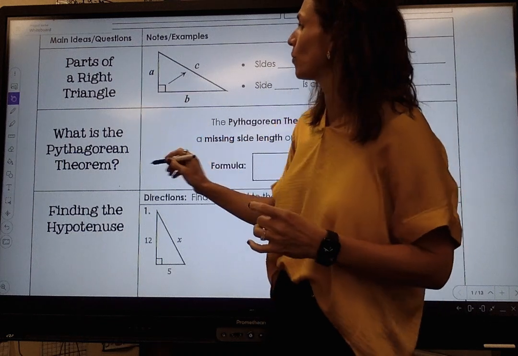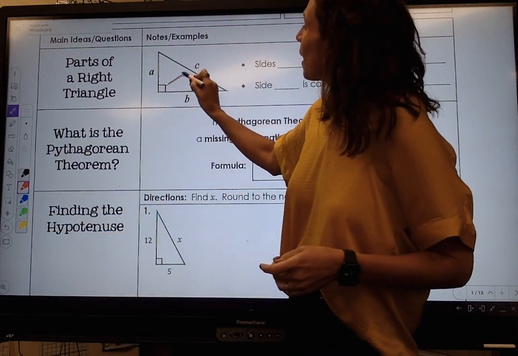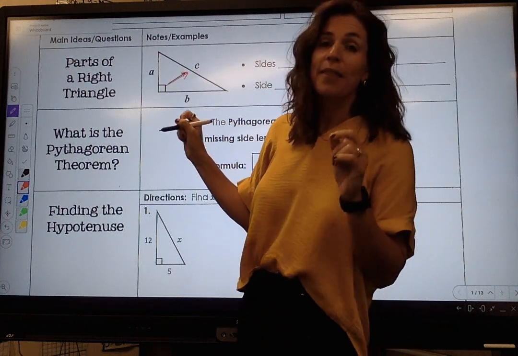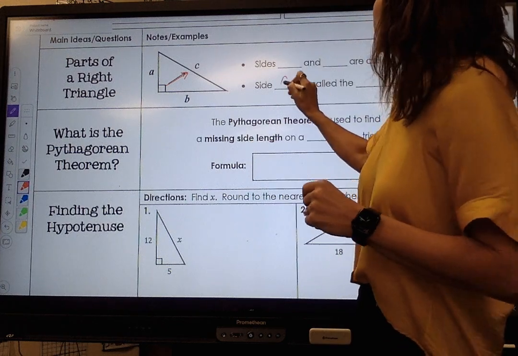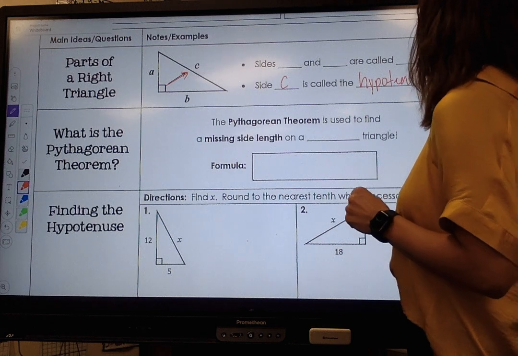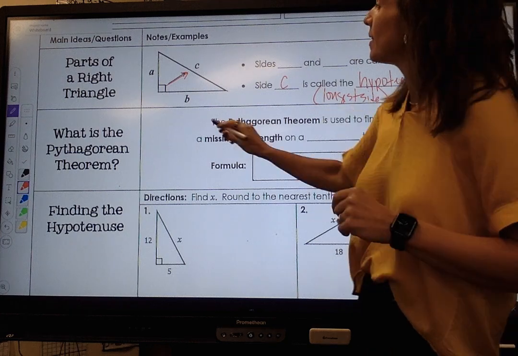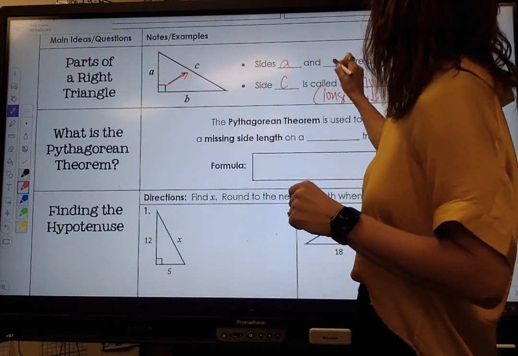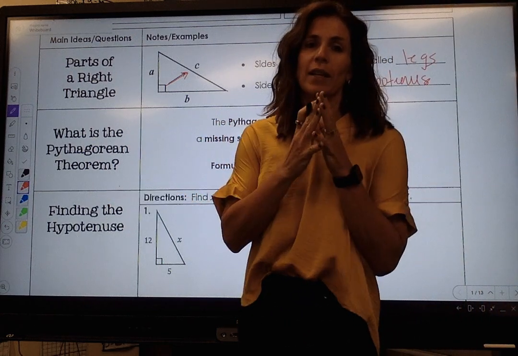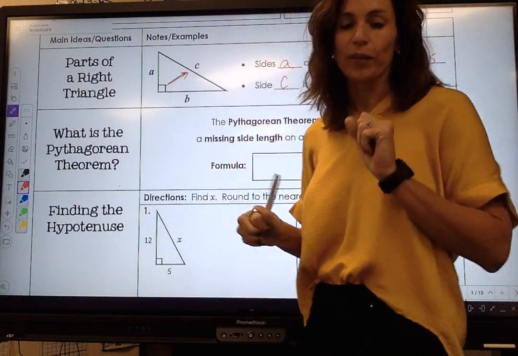We also have to make sure we understand how to label the parts of a triangle. So the side opposite this right angle is always, always, always your longest side. And that is called the hypotenuse. So side C is called the hypotenuse. Always the longest side. Sides A and B are called the legs. So that's the first thing we have to understand: C, always the longest side, is the hypotenuse, and A and B are called the legs.